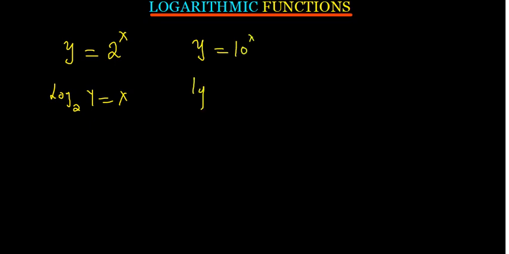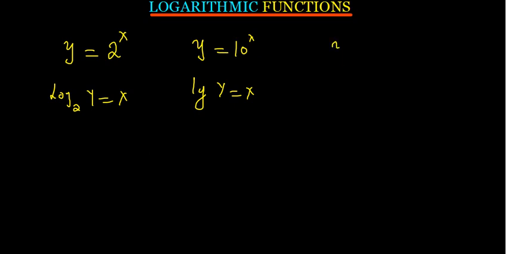When you have got an exponential function, let's say y is equal to 2 to the power x, as a logarithm this is going to be log in base 2 of y is equal to x. When you have got y being equal to 10 to the power x, as a logarithm, you just say log of y is equal to x. So for a logarithm in base 10, you don't show the base.